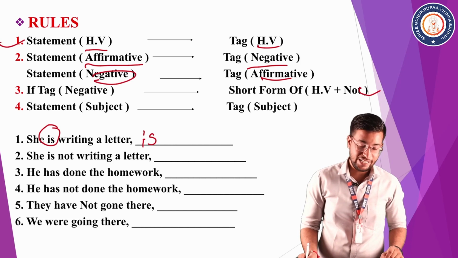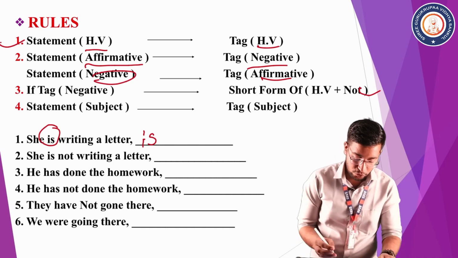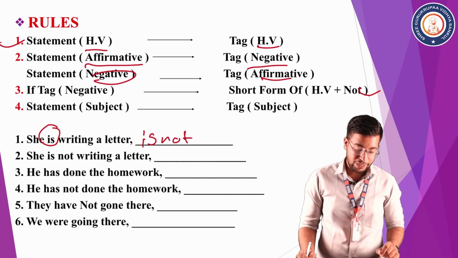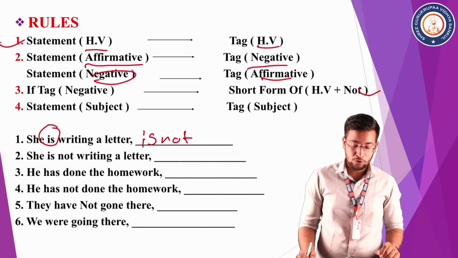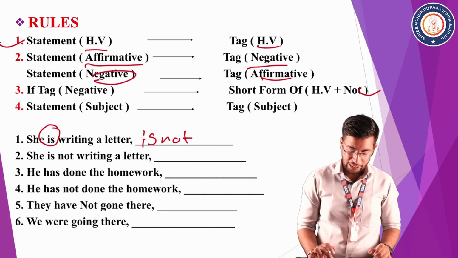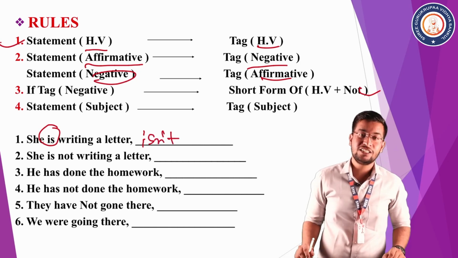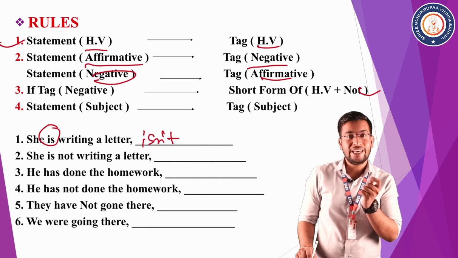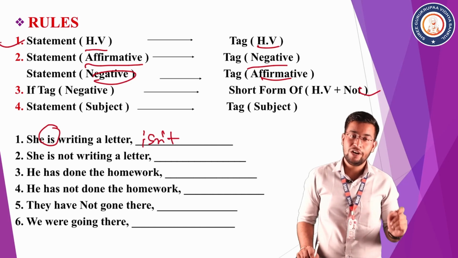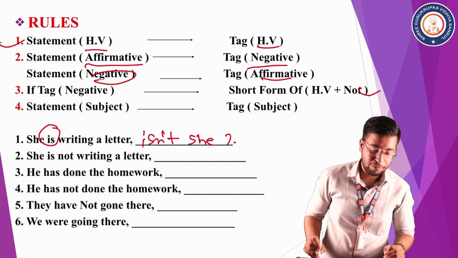Now rule number 2 says if our statement is affirmative, then our tag will become negative. So we will use not here. But our third rule says if tag is negative, then we have to use short form of helping verb plus not. So we can't use is not. We have to use isn't. I think it is clear to you. We have to use isn't. And the fourth rule says our subject of statement will become subject of tag. So what is the subject here? Yes, it is she, and question mark at the end.